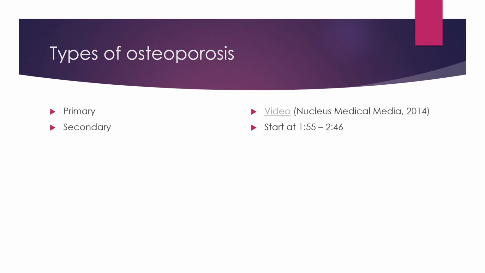There are two types of osteoporosis, primary and secondary. If you click on the word video and start it at 1 minute and 55 seconds and stop it at 2 minutes and 46 seconds, it explains the two types, primary and secondary.